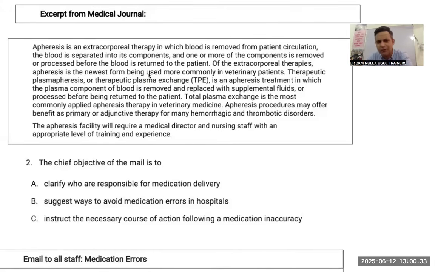Apheresis is the newest form being used more commonly. There is the often word, commonly. More commonly means often. That is why I was telling you that you should know how to trace grammar, active passive, adverbs. Now I can trace being, a hint, used, passive voice, so I can see the passive voice relation, and also I can see the ly word relation. In a way often means more commonly, so that means my answer should be in this line. Of the extracorporeal therapies, newest form being used in veterinary patients.